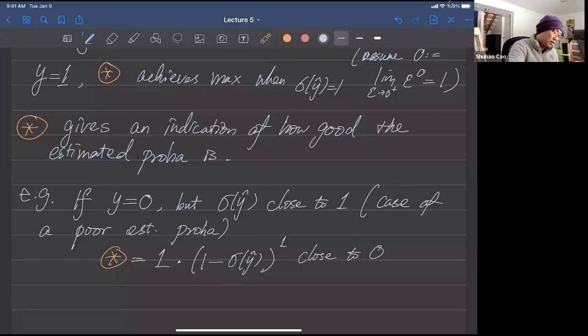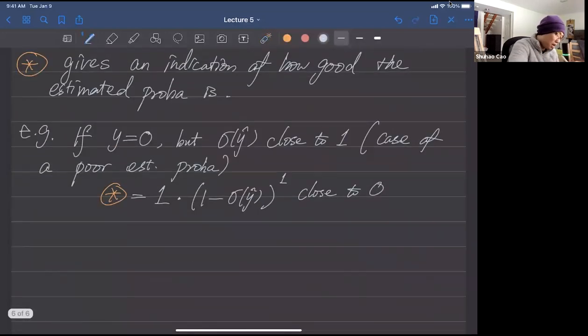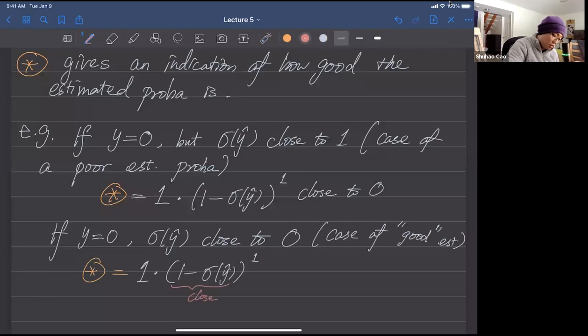If we have a good estimate, this number is close to one. So if y equals zero, and sigma of y hat is close to zero, this is a case of a good estimate. Then the first term is still one, and the second term is close to one, so it's closer to the maximum value of this function.